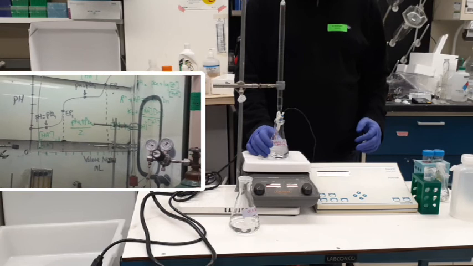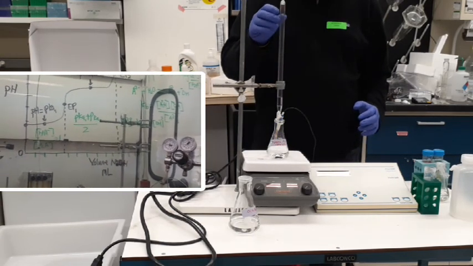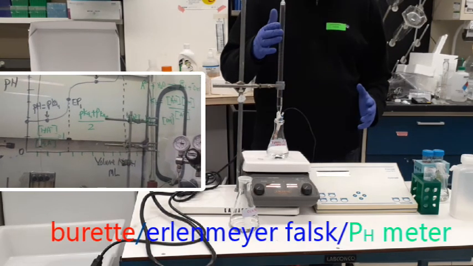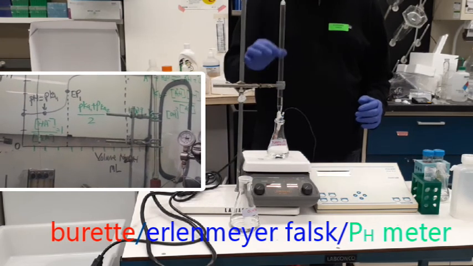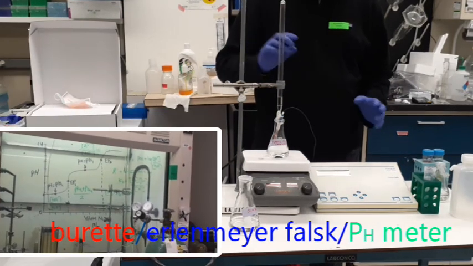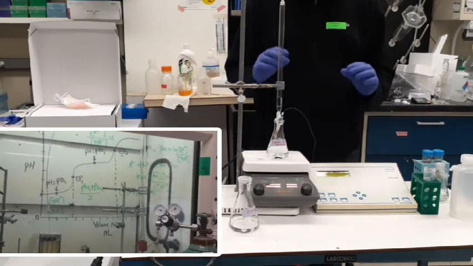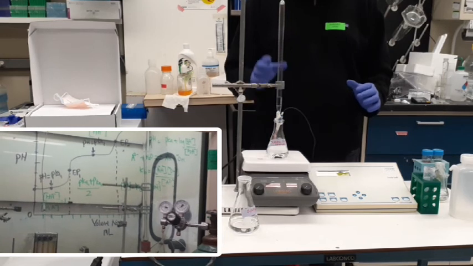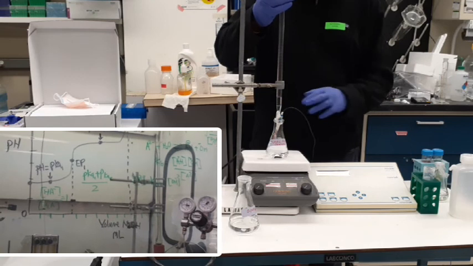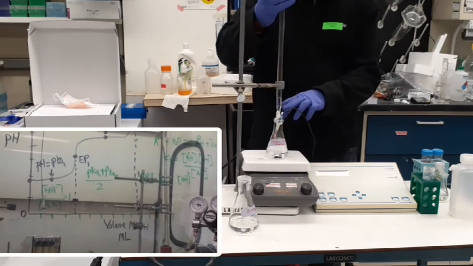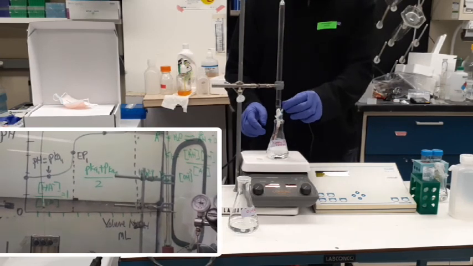Hi everyone, here is a setup for today's experiment. Today's experiment involves titration. Titration is a simple chemical analysis where you need a burette, an Erlenmeyer flask, and also a pH meter. In this experiment, we are going to titrate a triprotic acid against a 0.1 molar sodium hydroxide. As we are adding each 1 ml of sodium hydroxide from the burette, the pH changes.